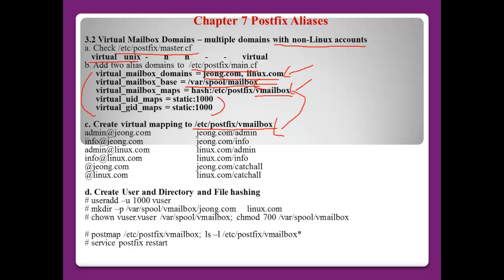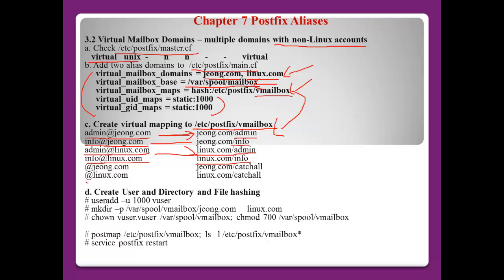So here, for example, admin@junk.com, admin@linux.com, the domain is different, but the user is the same. So in this case, junk.com/admin, linux.com/admin. Even if the user is the same but the domain is different, in this case, the mail will be saved here and here. And one more example, info and info. This one is junk.com/info. And this one, linux.com/info, like this.